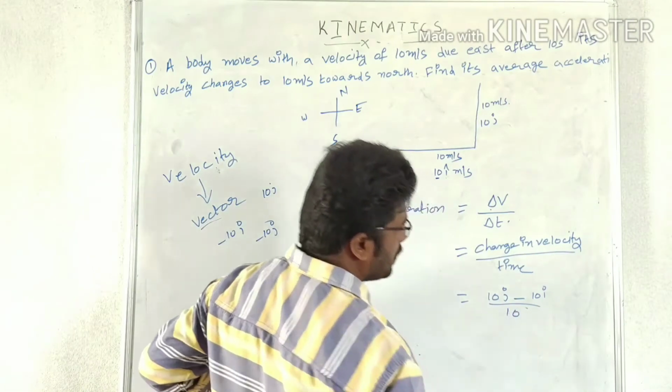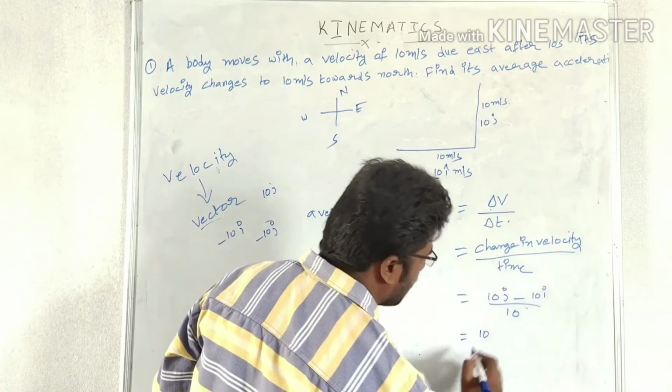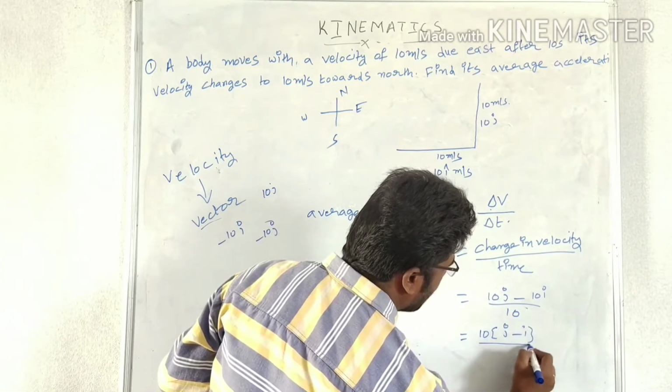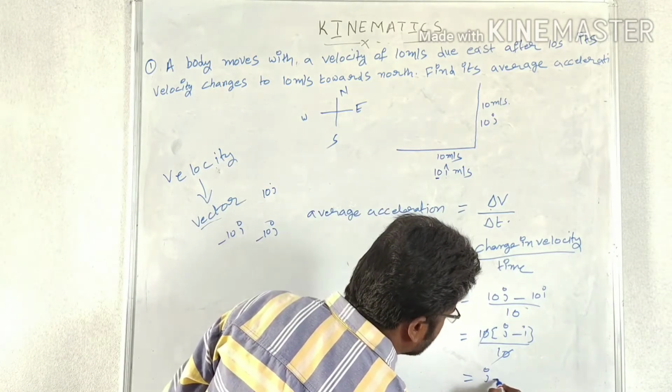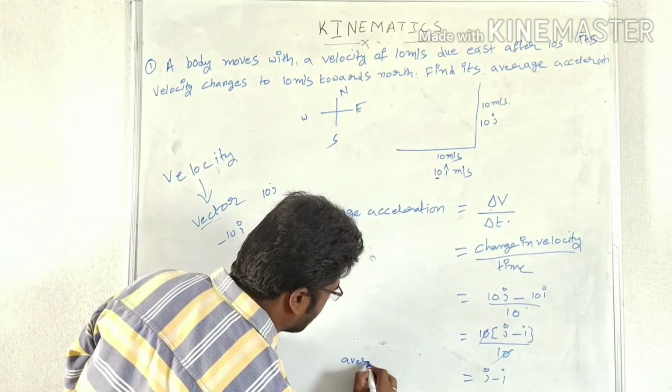So now we take 10 common from the numerator. Then it becomes 10 times (j minus i) by 10. The 10 gets cancelled. That is j minus i. Here it is the average acceleration.